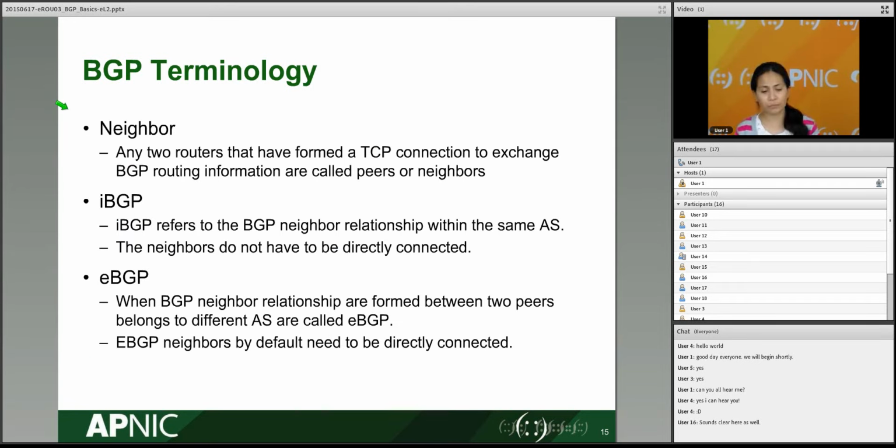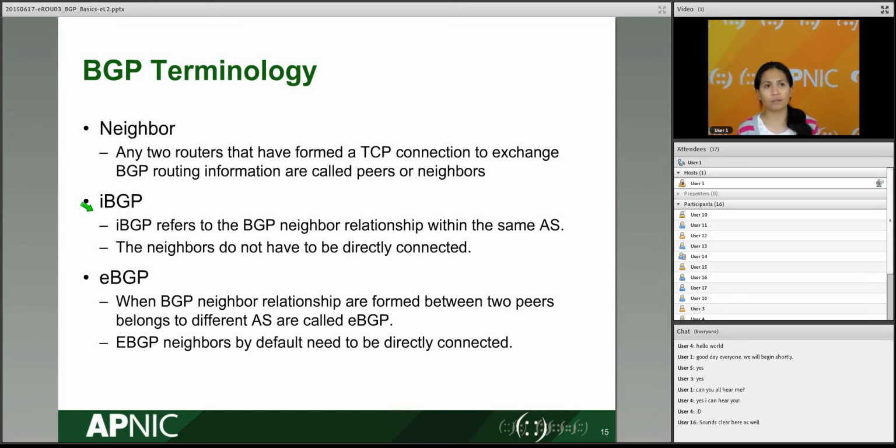Now some more terminologies. You have heard me talk about them a lot all throughout. Neighbors. All BGP speakers that have direct connections are called neighbors. Any two routers that have TCP connections, exchanging routing information, are BGP speakers. They are peering with each other.